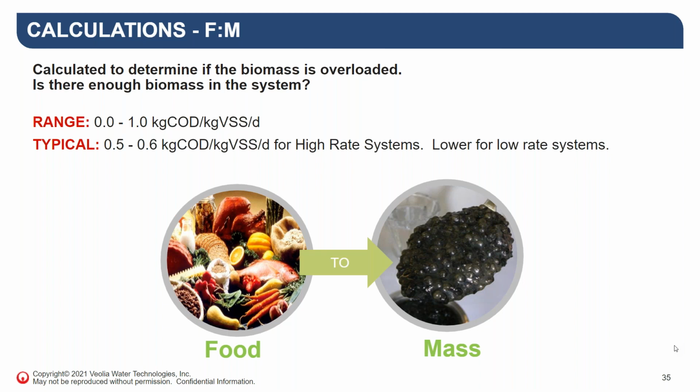That doesn't mean every reactor can, but I've seen reactors run for years at 1. But most of the time it's going to be 0.5 to 0.1. In lower rate systems, in the lagoons and in the CSTR type reactors, it's going to be lower than that. It's going to be 0.1, 0.2 usually, kilograms of COD per kilogram of VSS per day.